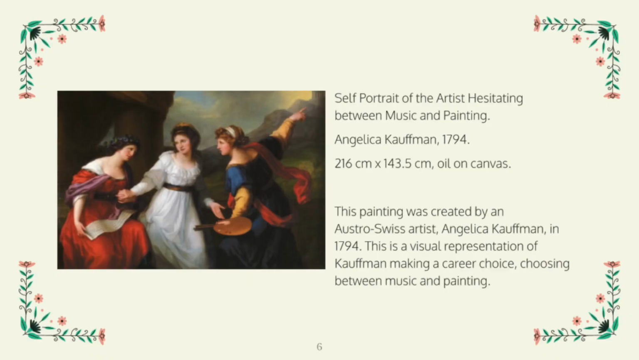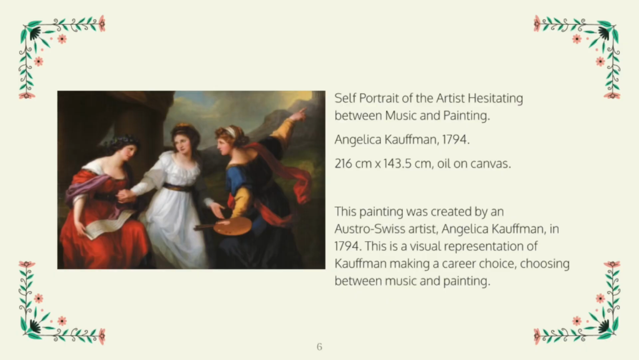The self-explanatory title of this painting is Self-Portrait of the Artist Hesitating Between Music and Painting. This piece was painted by Kaufman in 1794 as a representation of her making a career choice between music and painting. All three of these figures are Angelica Kaufman, as she imagines herself in these different careers. The white dress of the central figure signals her purity, as she hasn't chosen either yet, making her unmarried to a career. During this time, music was a more common career for women, and painting was unconventional.